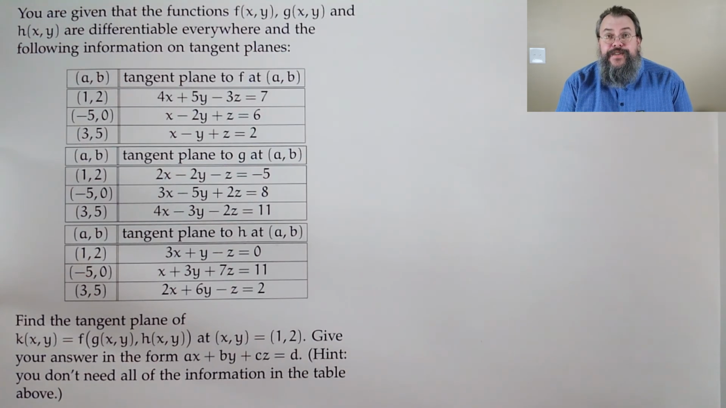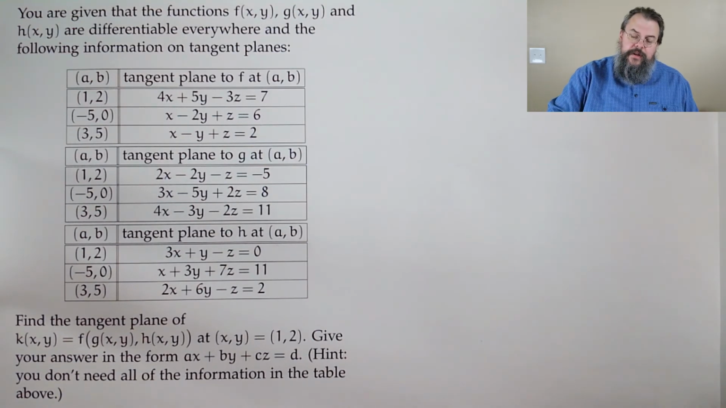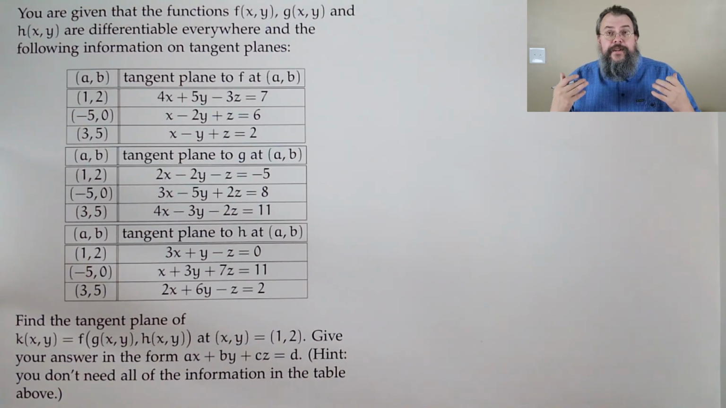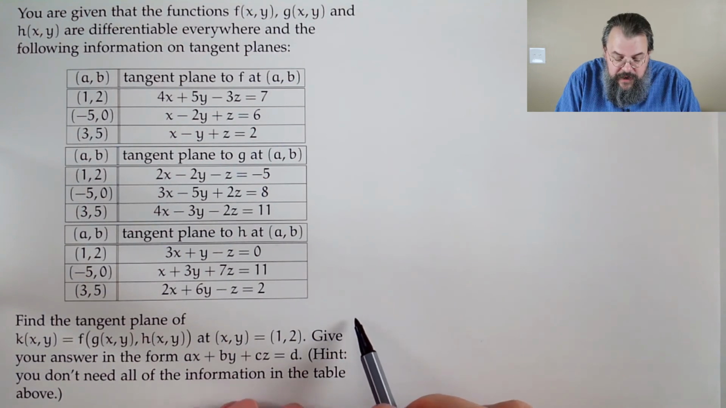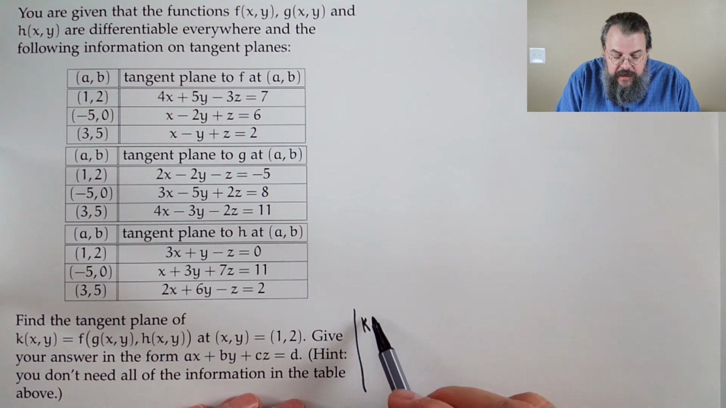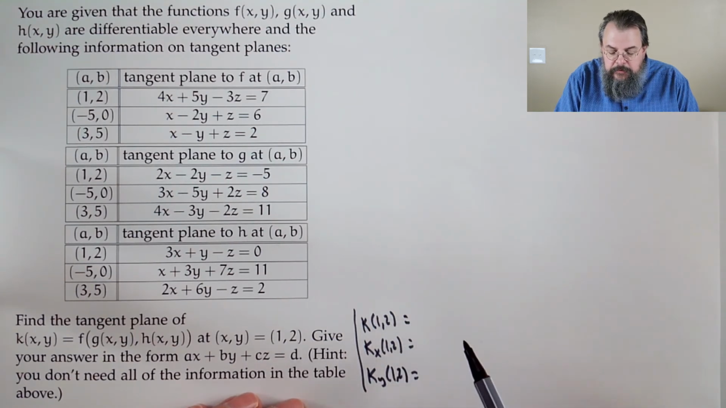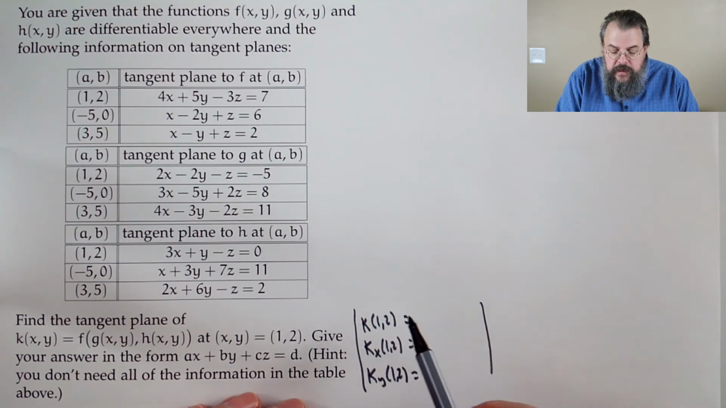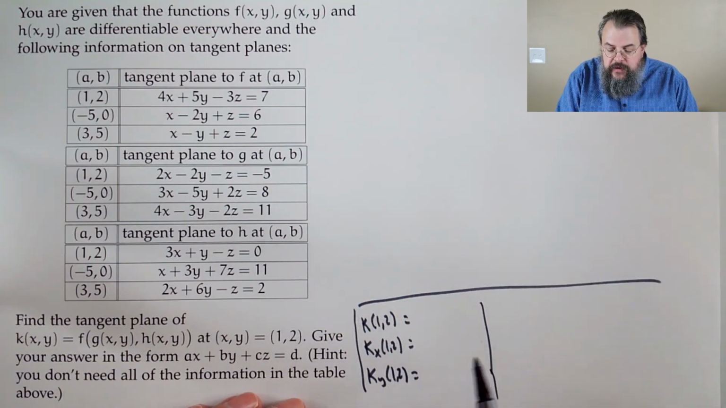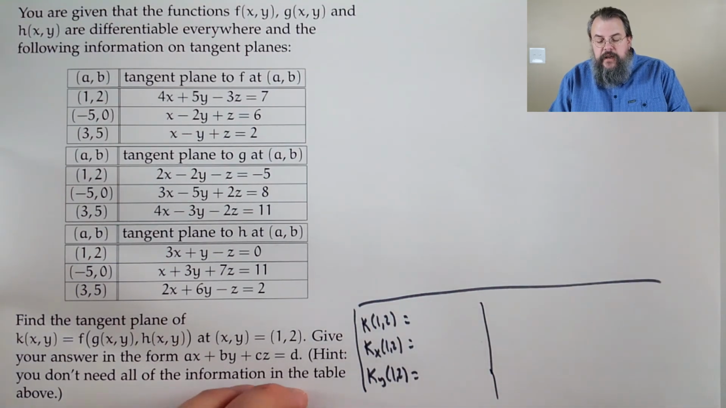Okay, so what are we going to need? Well, we think about our basic facts, and one of the basic things we know is if we're looking for a tangent plane, we need 3 pieces of information. So we need to figure out the following. What is k of 1, 2? What is k sub x at 1, 2? And what is k sub y at 1, 2? And if we know these things, then we can find our plane. So we're going to fill in this chart, we're going to write our plane, and life will be good.